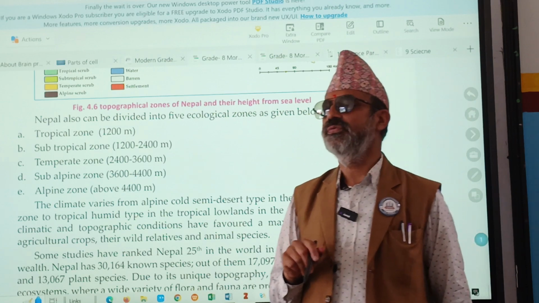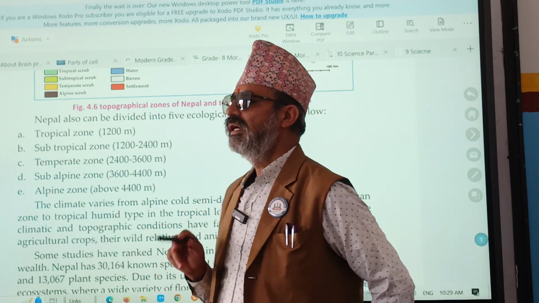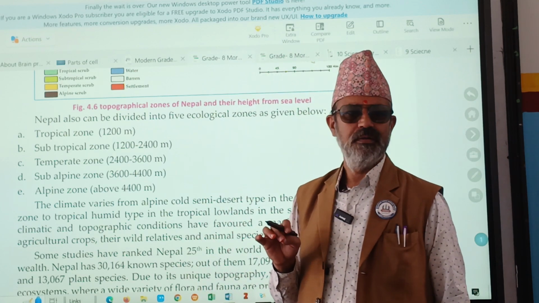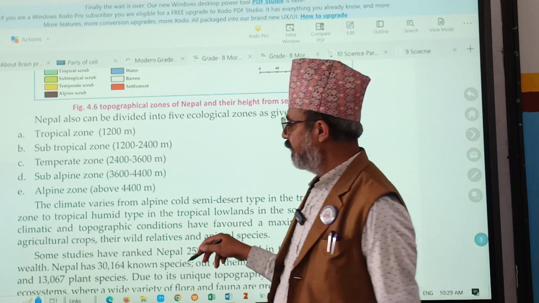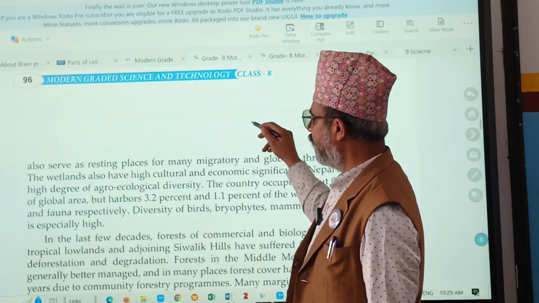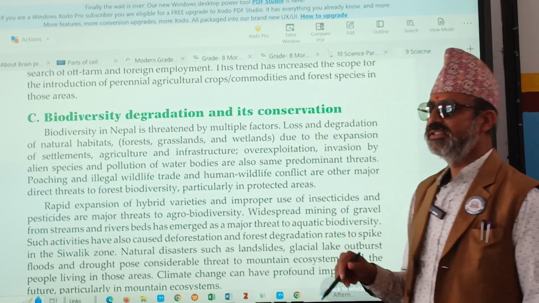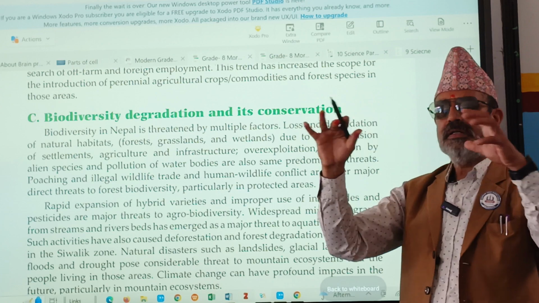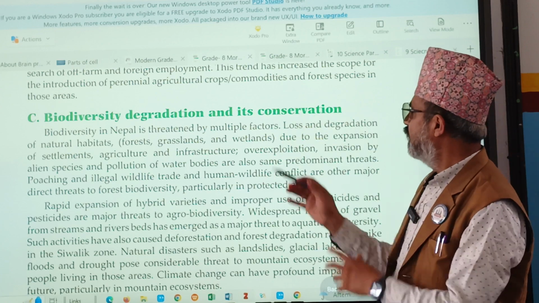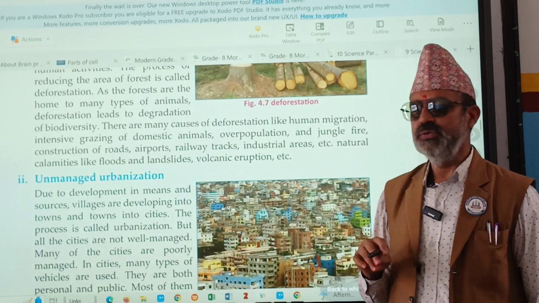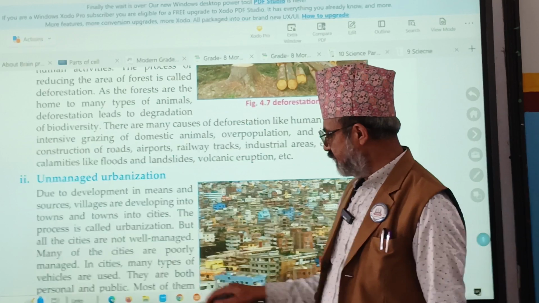And what is the highest altitude of Nepal? 8848.6 meters. I think 0.6 is an increase, right? That is the height of Mount Everest. There we can find different plants and animals. And next, what will be discussed today? Biodiversity degradation. Degradation means their number is decreasing. And how to conserve, conservation methods. So without wasting time, I'm going to call on the stage today's presenter, Ishan Rai, and his guru Nirajan. Please come.